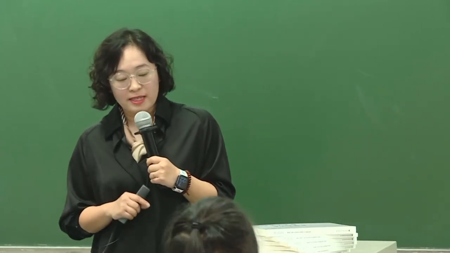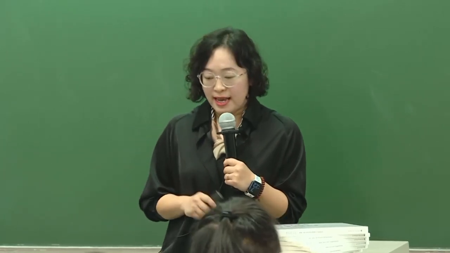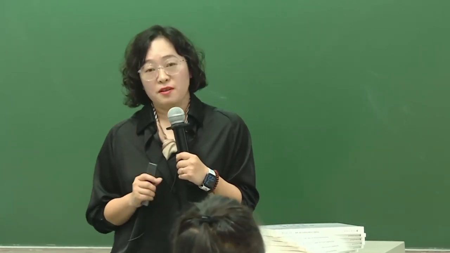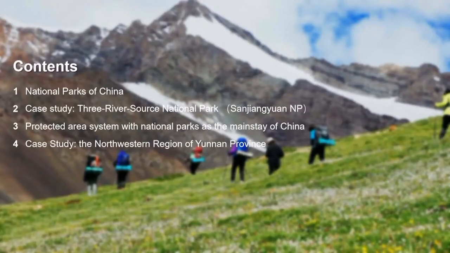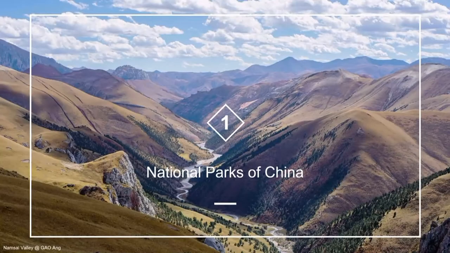The first part is National Park of China. The second part, the case study of the Three River Source National Park, Sanjiangyuan National Park. We will see how China builds the national park. And the third part is the protected area system with the national park as the mainstay, through the case study. In the fourth part, I will introduce our thinking about and the proposal of how to establish China's national park system. Okay, let's see the first, National Park of China.